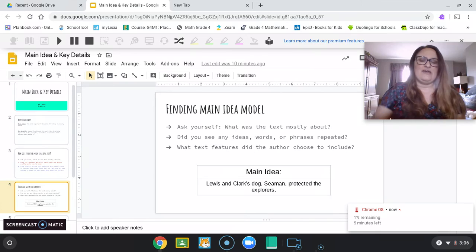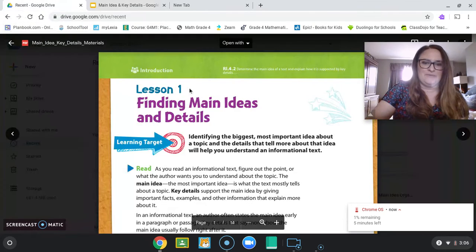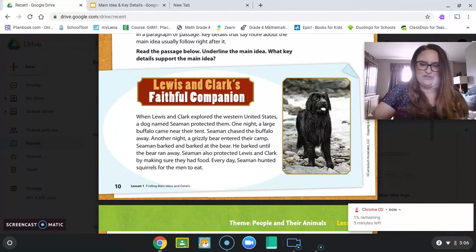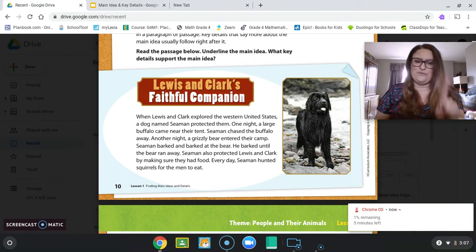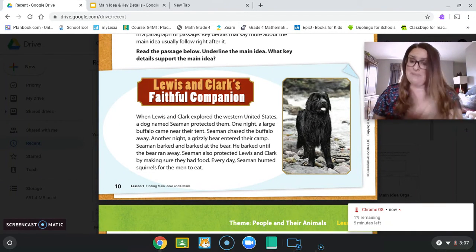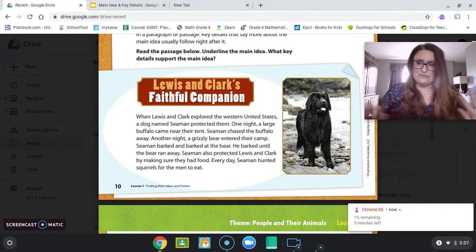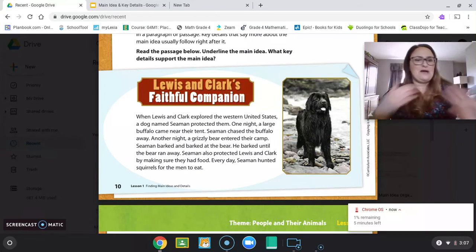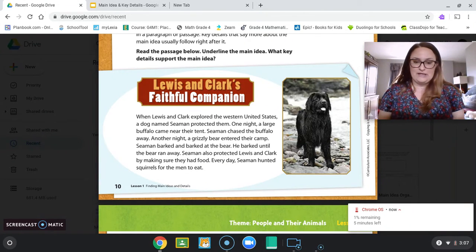So if we flip back to our first example, Lewis and Clark's Faithful Companion, with a cute doggy on the side. Notice, one, it's called Lewis and Clark's Faithful Companion, not anything about Lewis and Clark, and the photograph is of a dog. So already I'm paying attention to what text features the author chose to include.